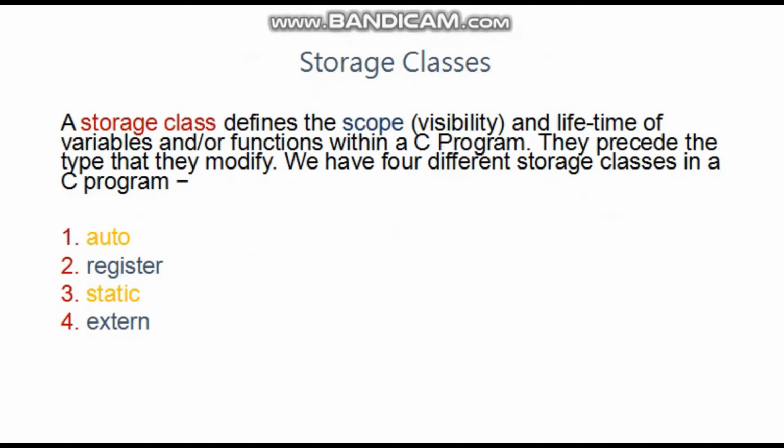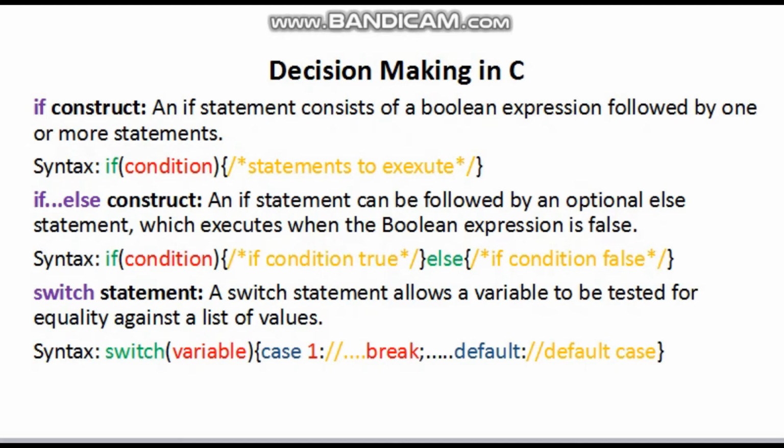4. Extern. The extern storage class is used to give a reference of a global variable that is visible to all the program files. When you use extern, the variable cannot be initialized. However, it points the variable name at a storage location that has been previously defined. Decision making in C. If construct.